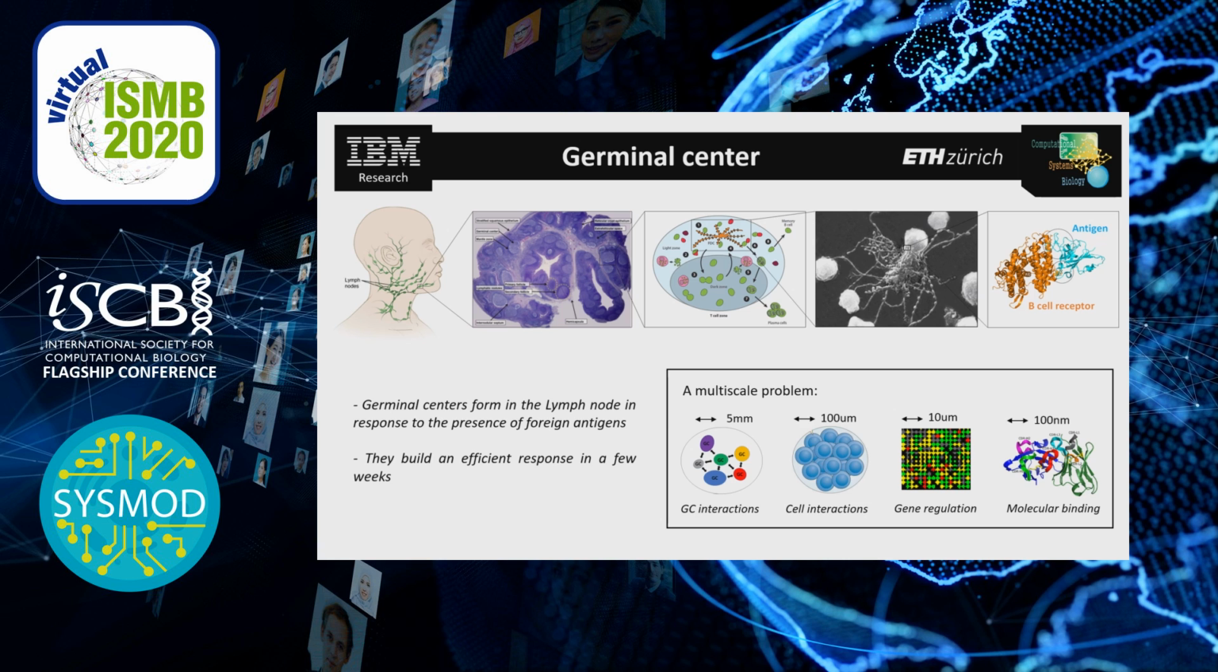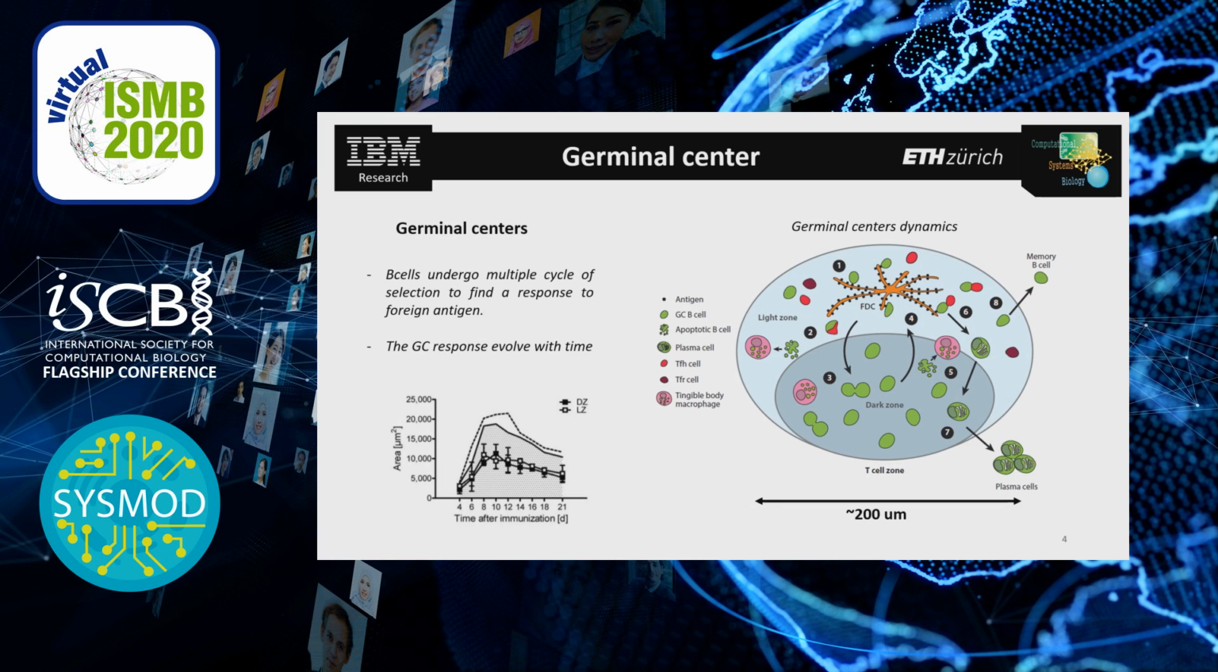So germinal centers are found in the lymph node here. They form in response to the presence of foreign antigen, and they build a response typically in a few weeks. Such a germinal center has many different factors to consider, because first there are hundreds of them and they interact with each other by exchanging cells, and each of them contains around thousands of cells. And of course you have to consider the molecular binding between the antigen and the B cell receptor.